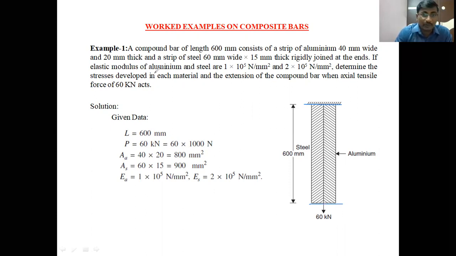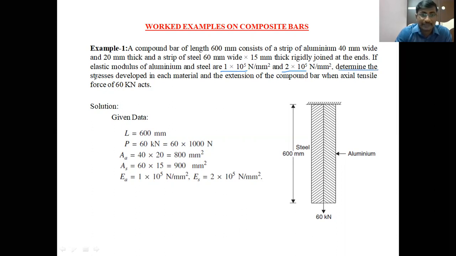The elastic modulus E values are, for aluminum, 1 into 10 to the power of 5, and for steel, 2 into 10 to the power of 5 newtons per mm square. Based on these, we can say that steel is harder than aluminum. The E value is more for steel than aluminum.